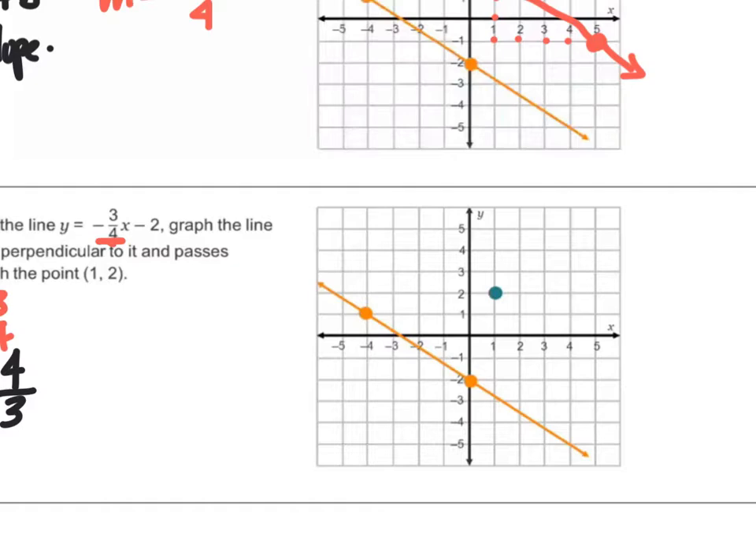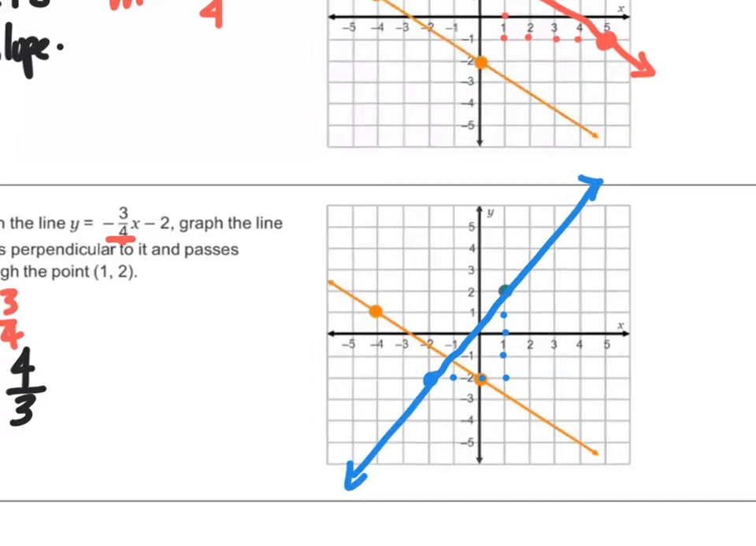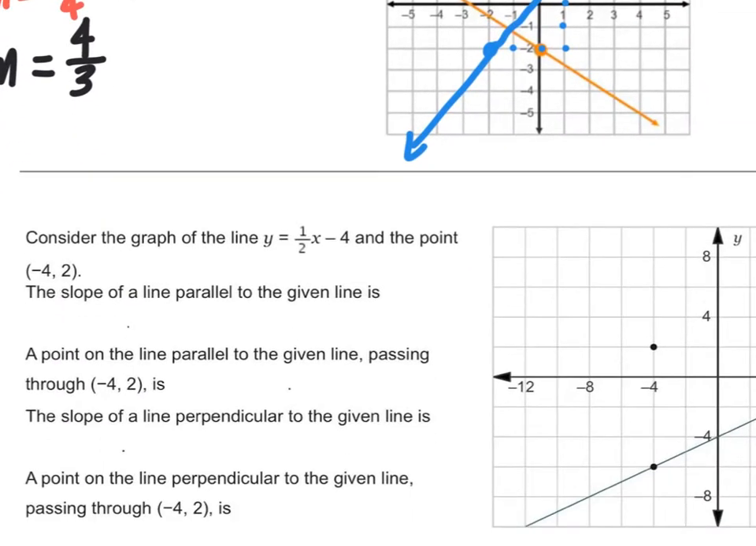So that means I'm going to go down 4 units, so 1, 2, 3, 4, and then over 3: 1, 2, 3. And I'm going to plot a point right there. I'm going to connect these two with a line, and that's it. And we know that those are perpendicular because they're opposite reciprocal slopes.